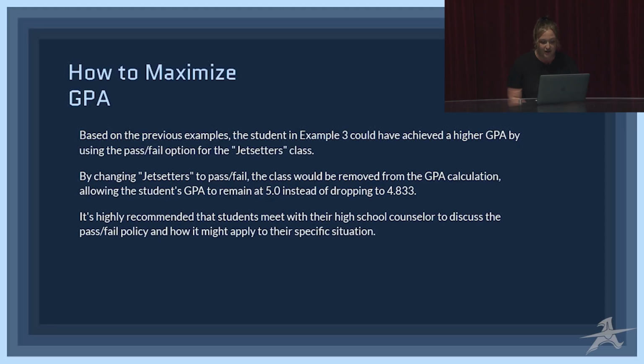So for that last student there that was taking jet setters, you'll see that they could have achieved a higher GPA by using the pass-fail option for their jet setters class. So if they were to change jet setters to pass-fail on their schedule, the class would be removed from the GPA calculation, and that would allow the student's GPA to remain at a 5.0 instead of dropping to a 4.8.